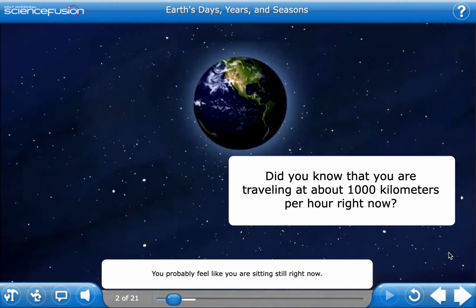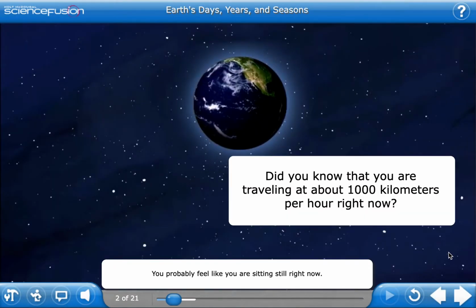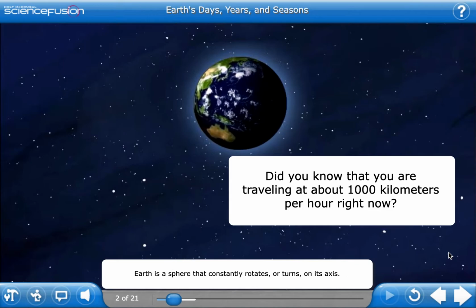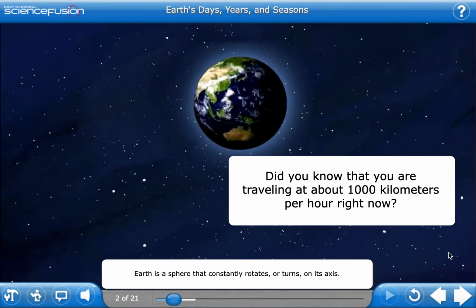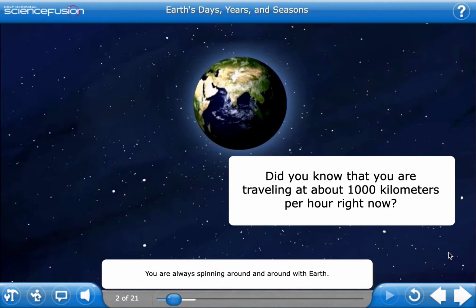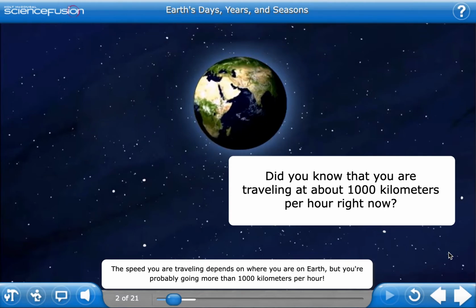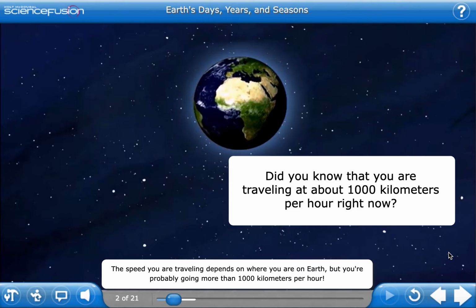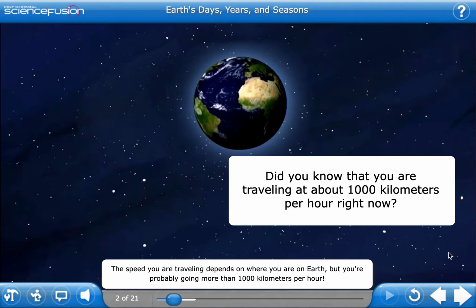You probably feel like you are sitting still right now. So you might be surprised to learn that you are actually moving very, very fast. Earth is a sphere that constantly rotates or turns on its axis. You are always spinning around and around with Earth. The speed you are traveling depends on where you are on Earth, but you're probably going more than 1,000 kilometers per hour.